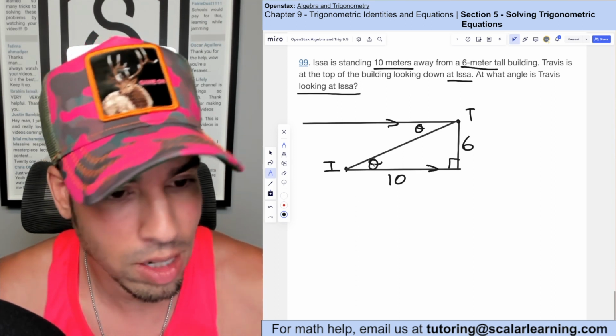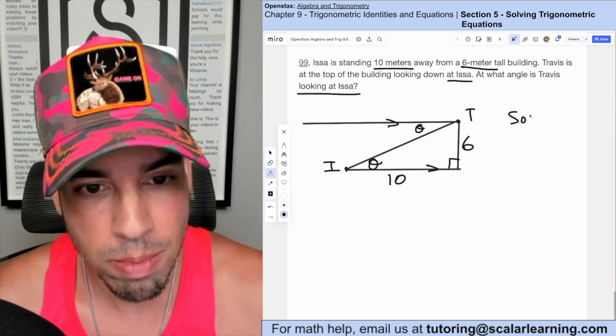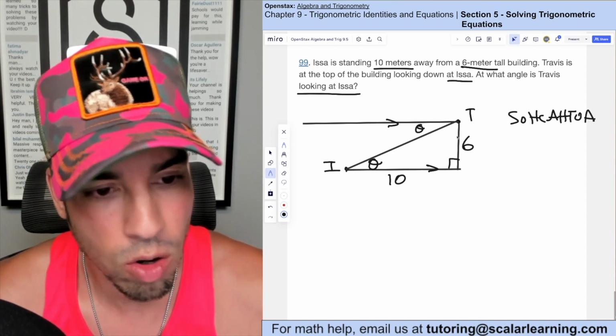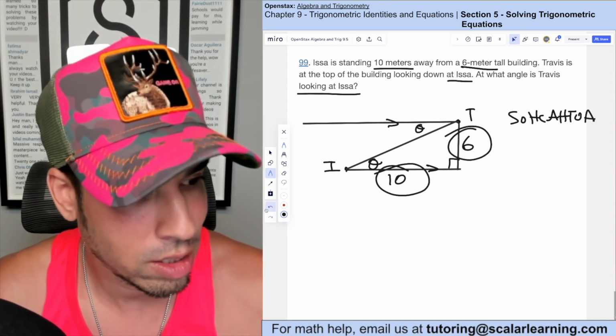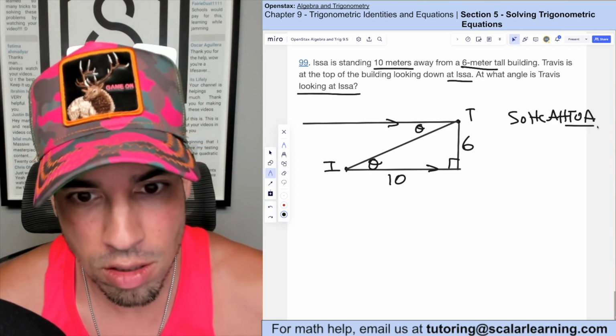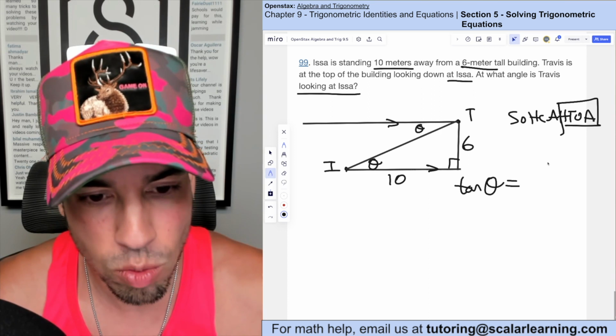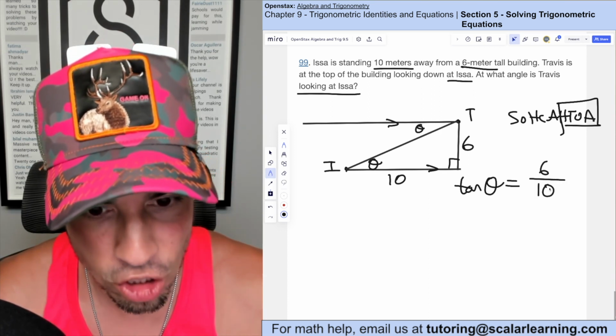So I can just solve for this angle and we're good to go. Thinking about SOHCAHTOA, and that angle and the sides that we know, I see the opposite and the adjacent side relative to that angle. That's TOA, that's tangent. So let's use that function. Tangent of theta equals opposite over adjacent.